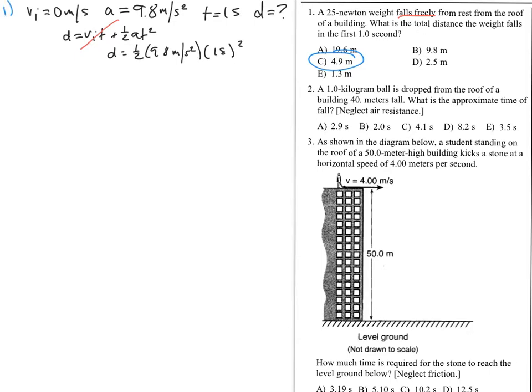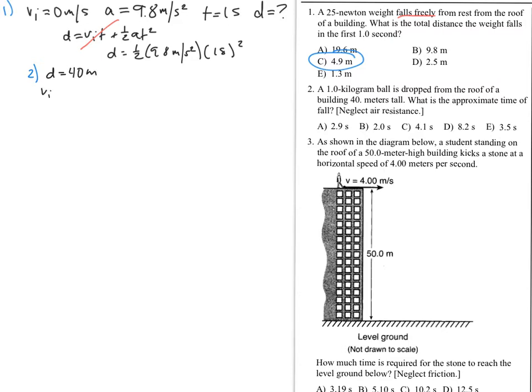Number 2. A 1 kilogram ball is dropped from the roof of a building 40 meters tall. What is the approximate time of the fall? Once again, this is another free fall problem. So we'll show the work for number 2 over here. We can ignore the mass here since this is a free fall problem. This time we have a height of 40 meters.